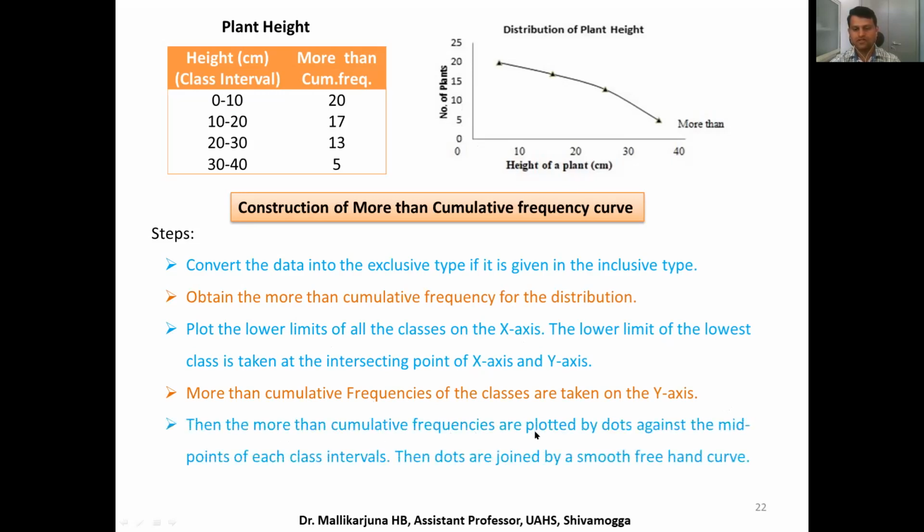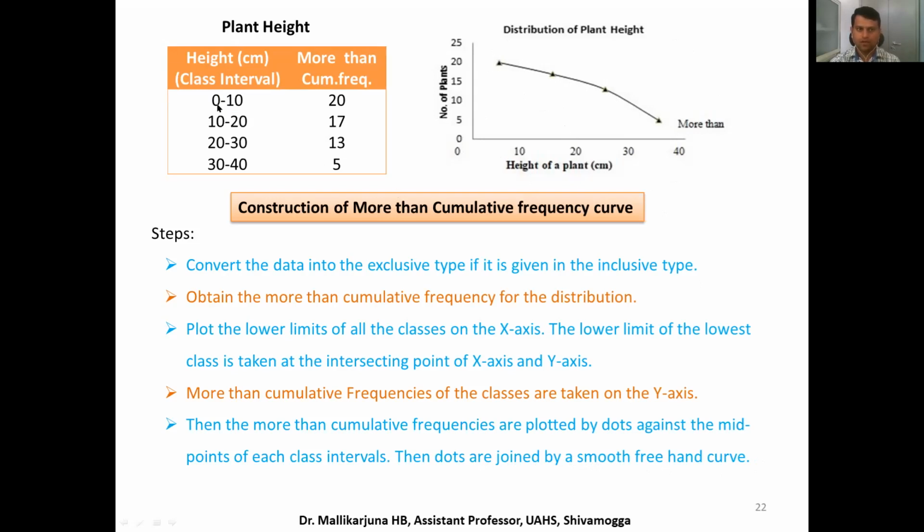Then more than cumulative frequencies are plotted by dots. Of course, these are the dots, against the midpoint of each class. For 10 to 20, in the middle, we have taken the dot. Then the dots are joined by a smooth freehand curve. This is known as the more than cumulative frequency curve.